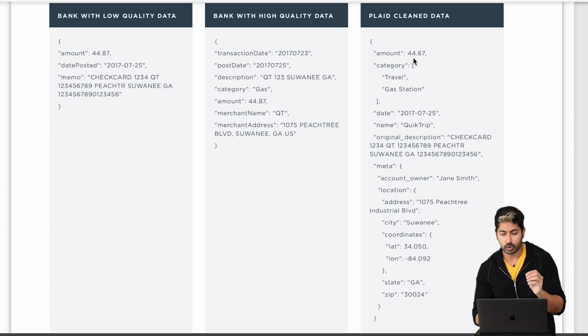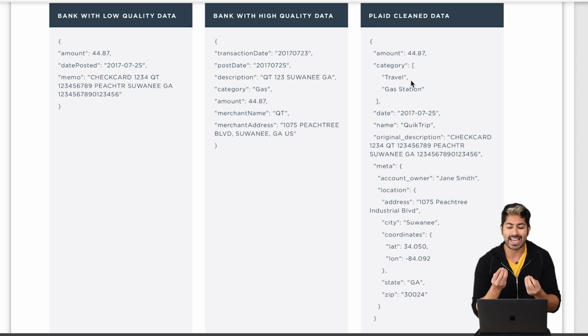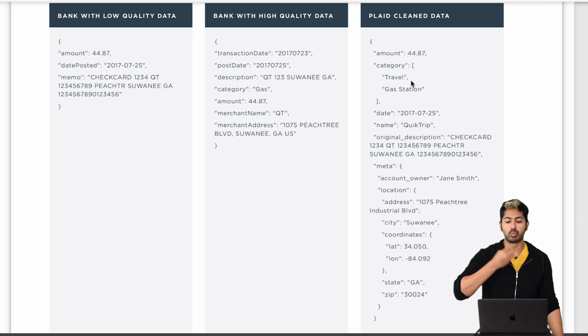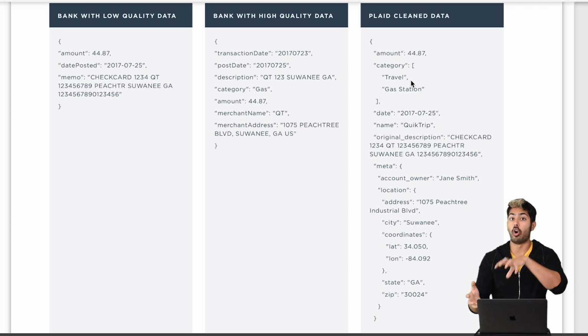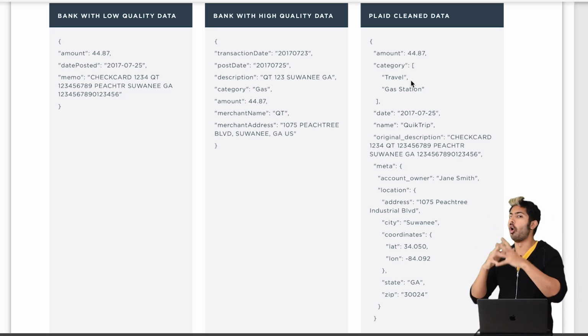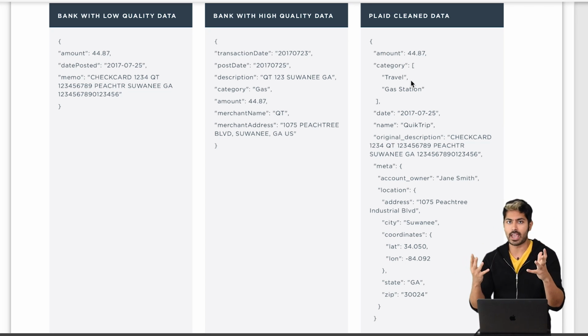The amount is going to be $44.87 in this example, and it's also got a category feature. What is that transaction categorized as? Is it travel? Is it gas station purchases? What is it? And the way they do this is they're using some kind of supervised model on their end. They've trained it on all of their transaction data, and of course they have a lot of it.